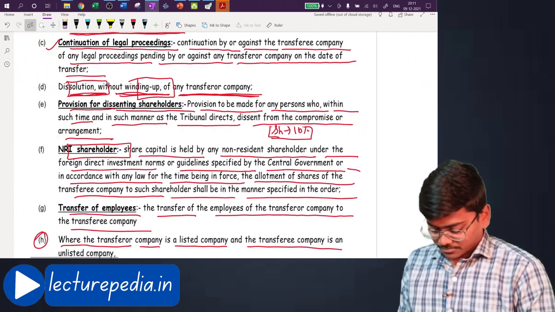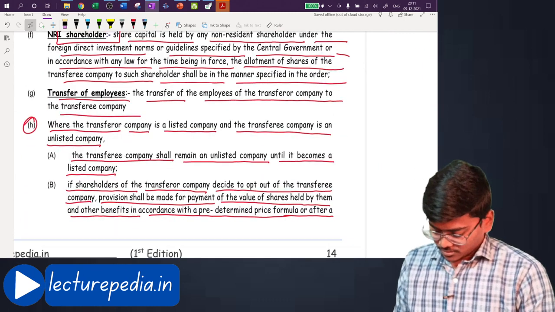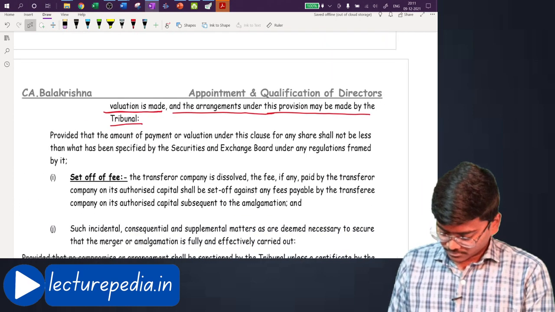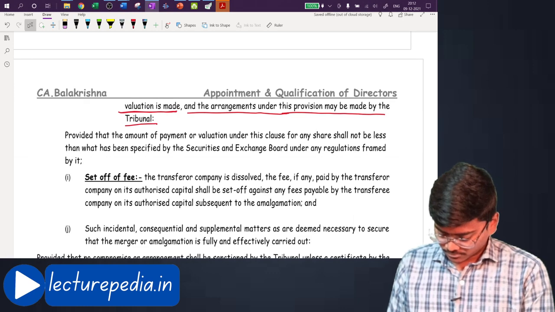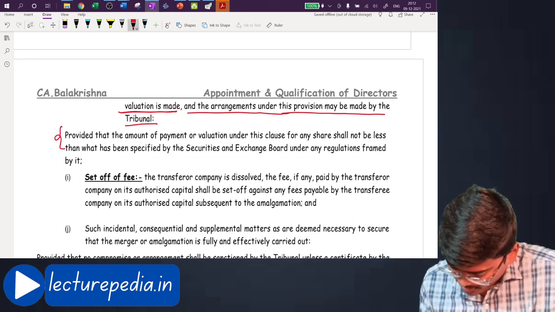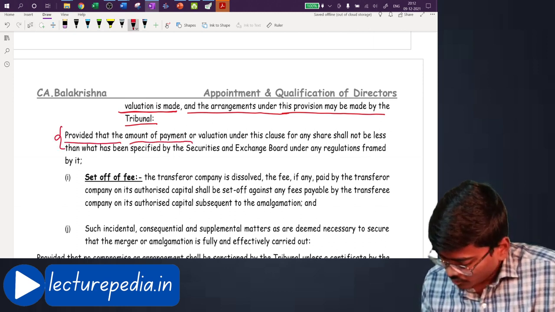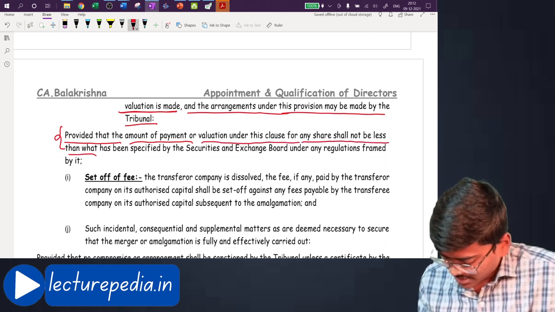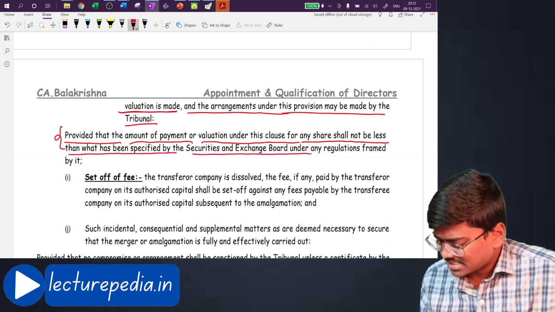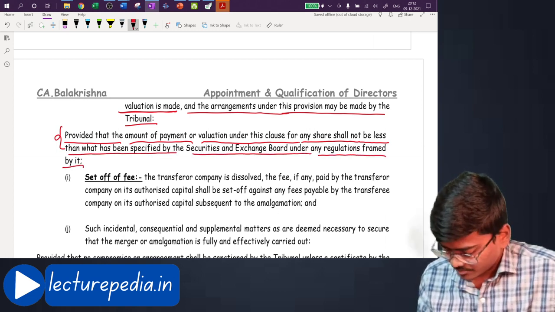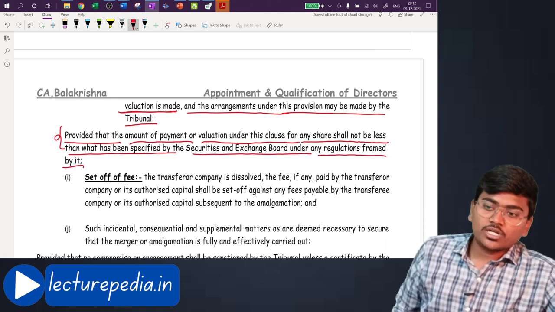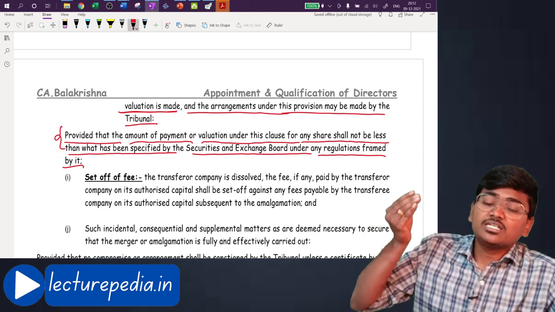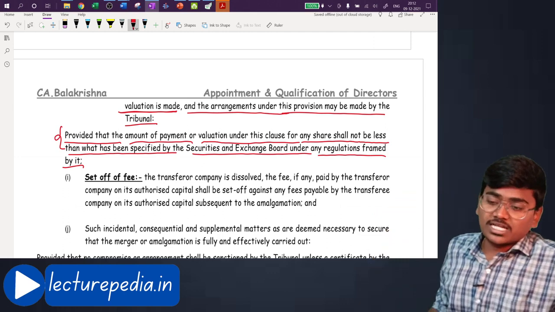Coming to the 9th point, which has to be mentioned in the notice. See, here still there is a proviso which states that provided that the amount of payment or valuation under this clause for any share shall not be less than what has been specified by the Securities Exchange Board of India under any regulations framework. See, the amount which you calculate using this formula should not be less than the amount which has been specified by SEBI. Okay, you have to take that care.